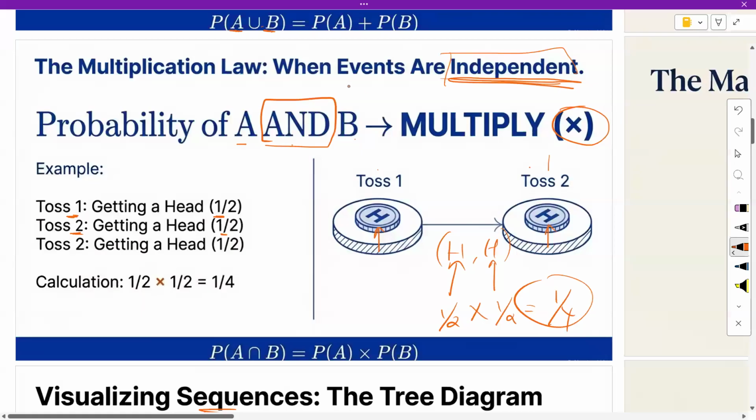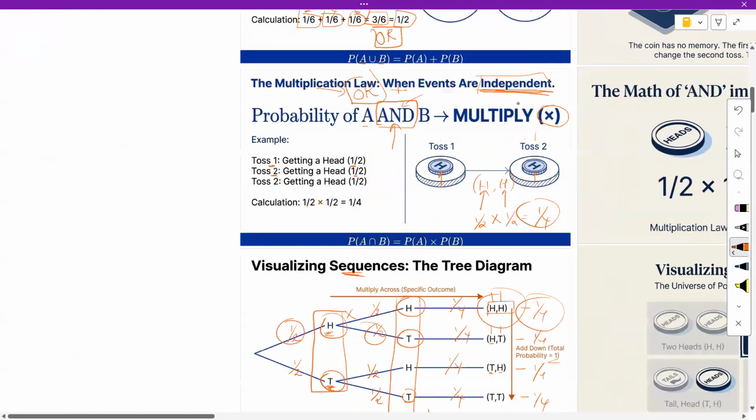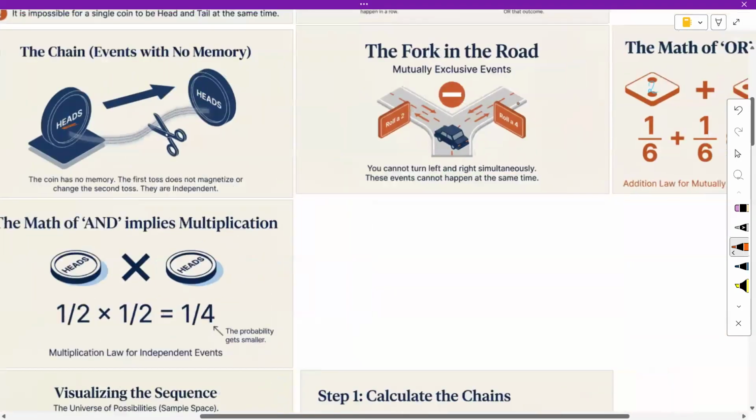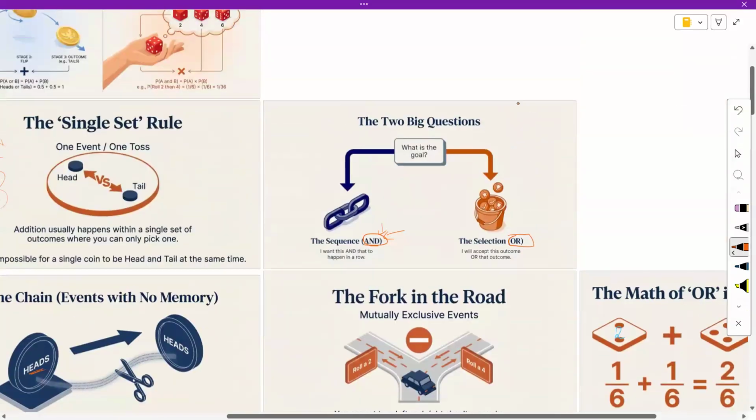So you see the term, and earlier we used the term OR. The OR we use for mutually exclusive events, and for that we use the addition rule. And in independent events, we use AND and we apply multiplication. Those are the two things.